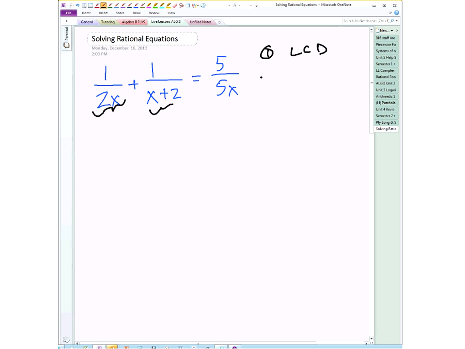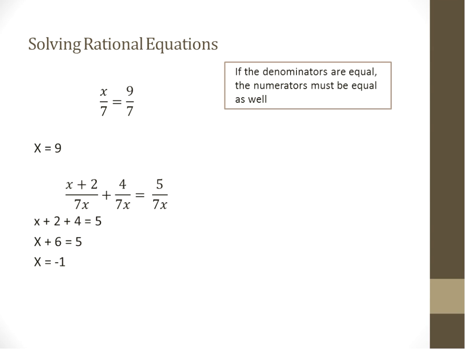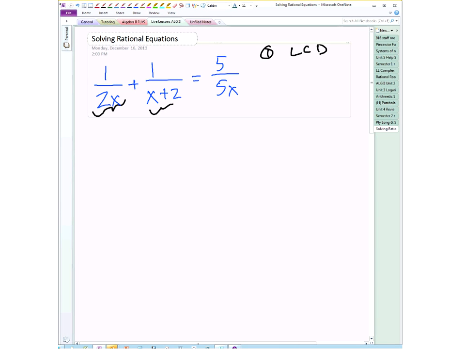Now, if we look at the questions back on that previous slide, in those questions the denominators were the same. So, of course, when we run into a scenario where the denominators are the same, we get to skip step number 1. We're not going to need to find a common denominator at all. But in this case, we definitely have to find a common denominator. And this is not so easy to find.